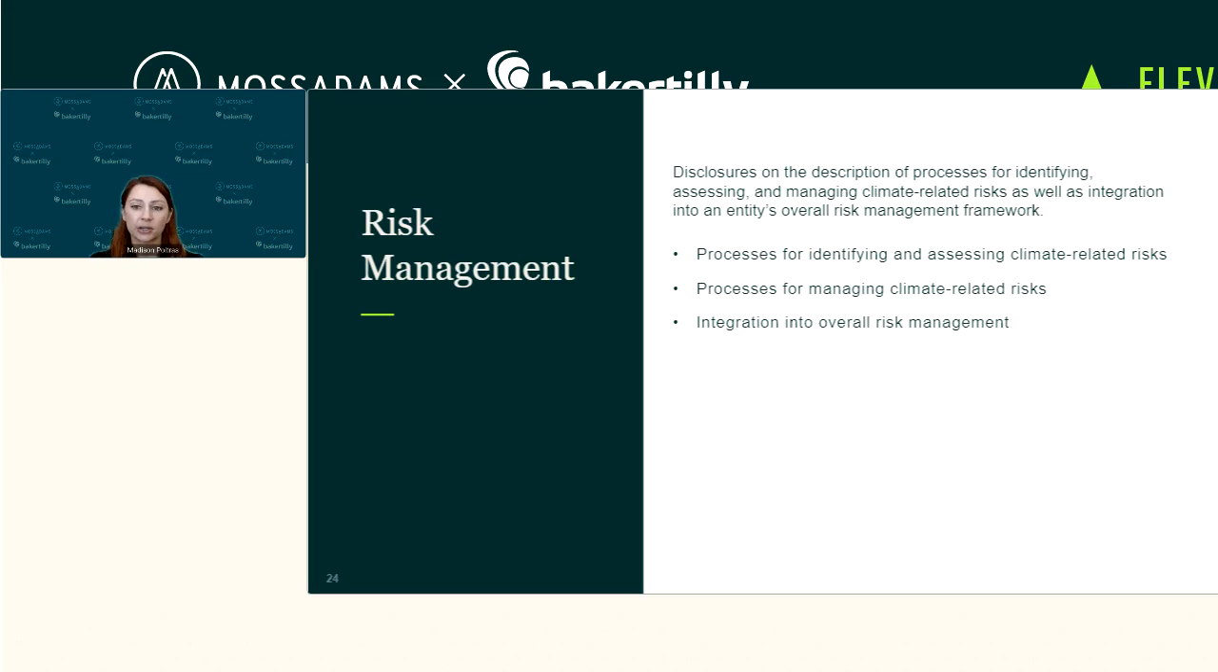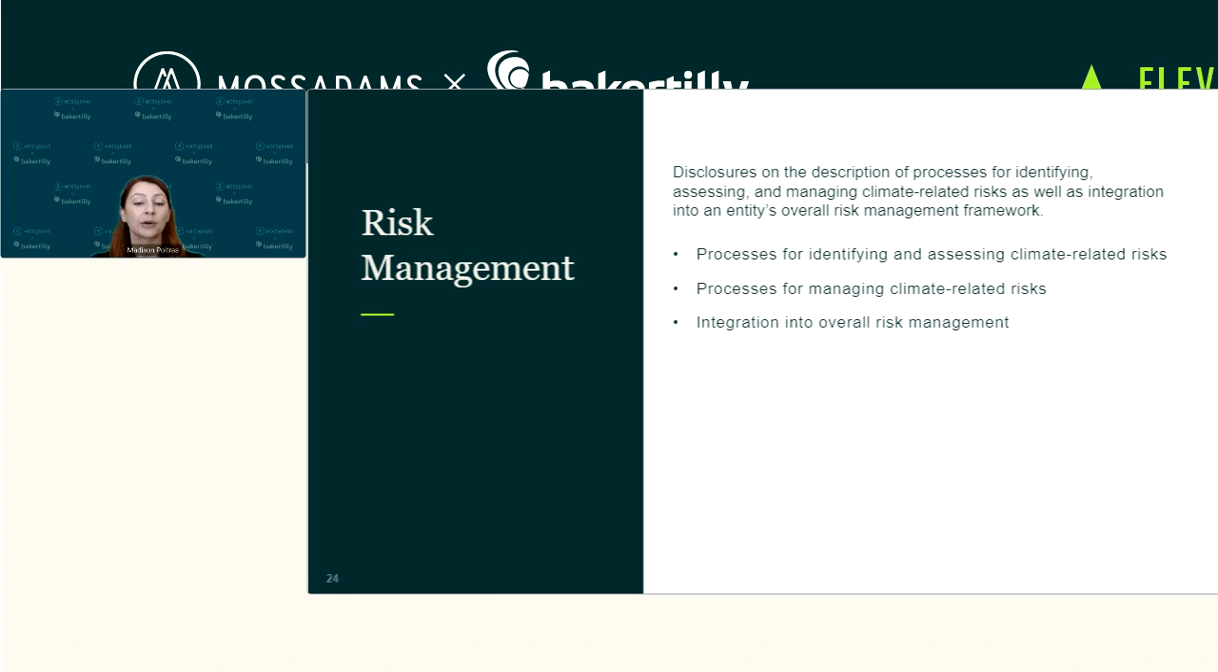So, these 3 bullet points is really identifying and assessing those climate-related risks on significance of climate-related risk in relation to other risks. If you have a second line function, your enterprise risk management function, how are these climate-related risks included in your audit universe? Any of your risk management processes or groups that you have in place, now it's adding in this layer of climate-related risks into that risk management function.